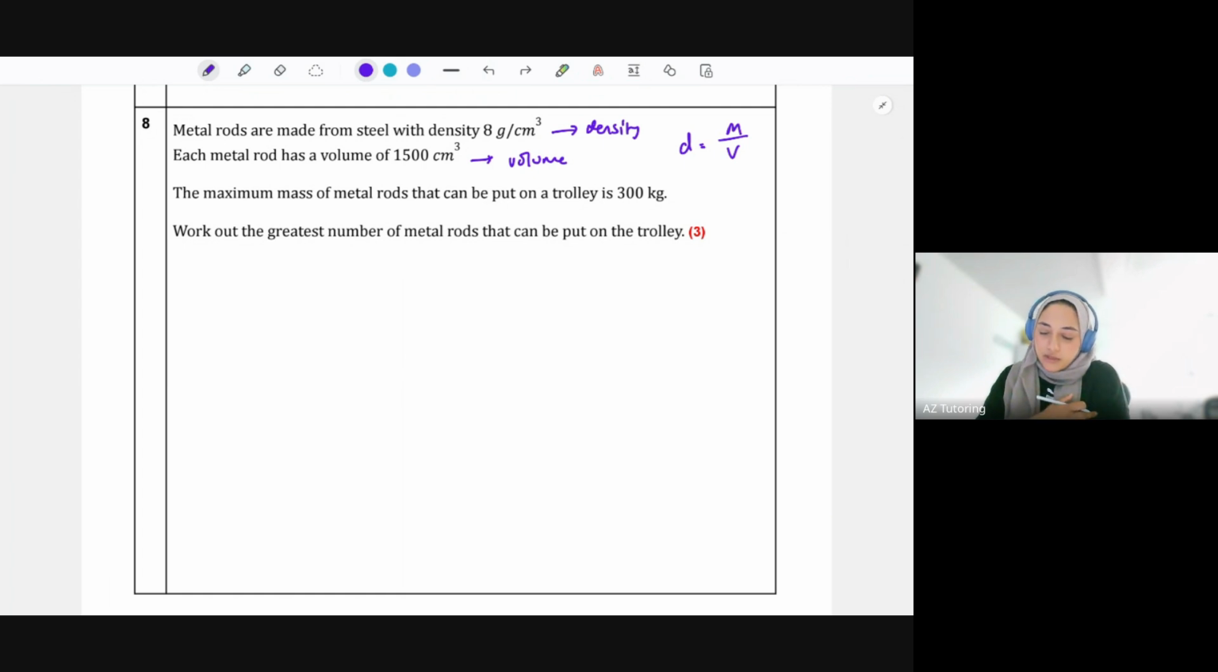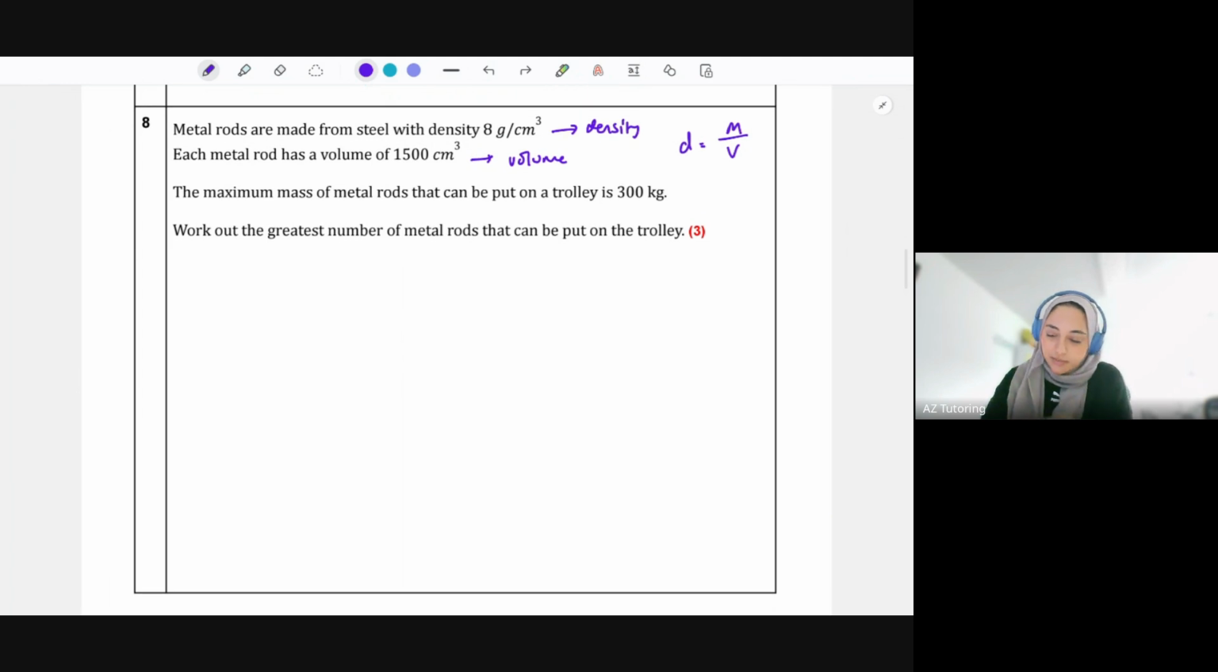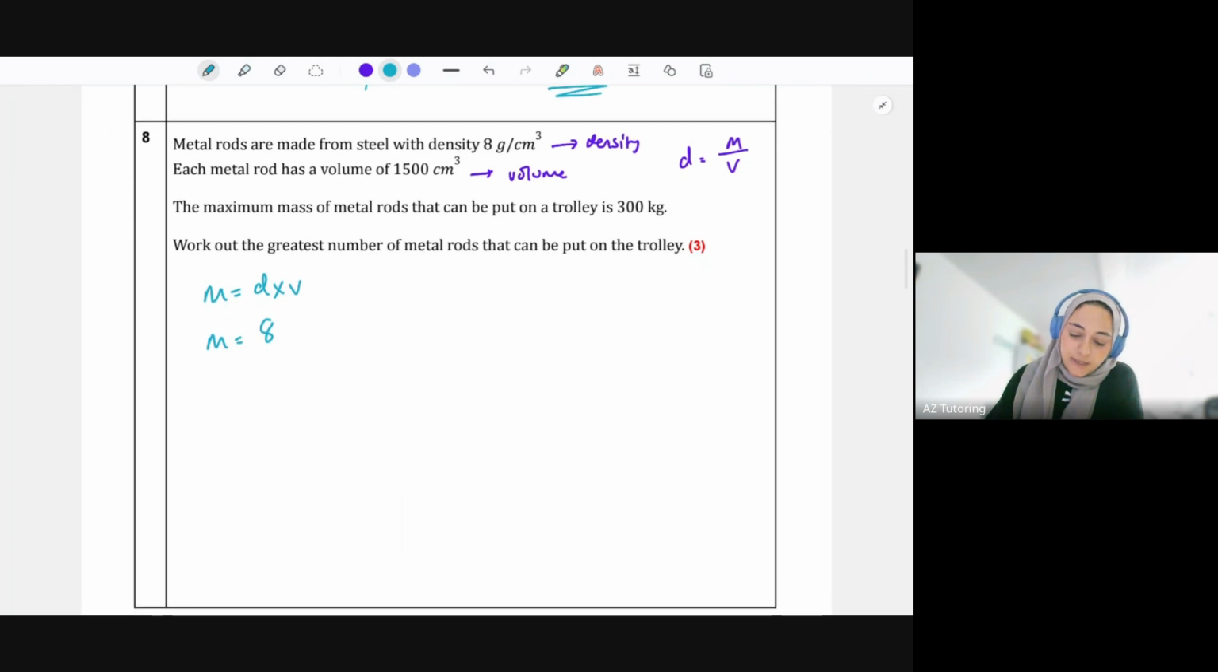Okay. The maximum mass of metal rods that can be put on the trolley is 300 kg. Work out the greatest number of metal rods that can be put on the trolley. So we need to work out the mass. So rearranging this equation here, mass equals density times volume. I've just put volume up to the top. And I know the density is 8 grams per centimeters cubed. And the volume is 1,500. So there's no conversions needed because the units are fine.